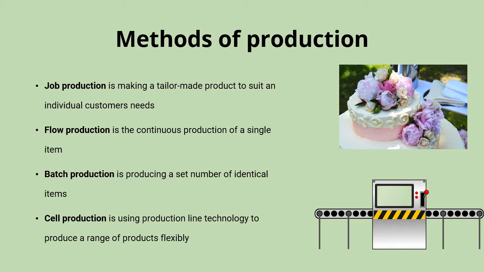And then finally, we've got cell production. That's using production line technology, but to produce quite a range of products quite flexibly. You're producing flexible and individual products, but on quite a large scale and on quite large production lines. So you can combine some of the benefits of flow production, the large scale and economies of scale, with a lot of the benefits of job production, as you're making quite tailor-made, relatively individualized products.